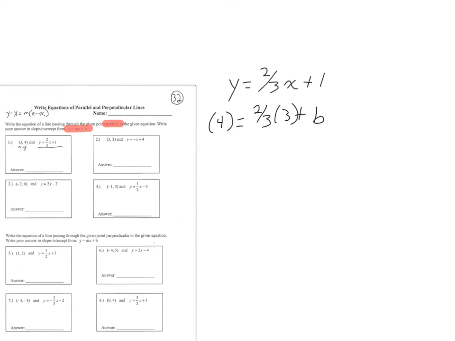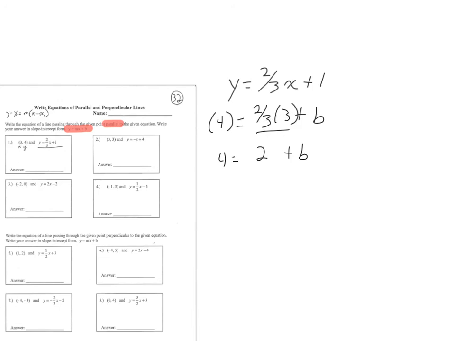So now we're going to solve for b, which is right here. We're going to get that by itself. So 2/3 times 3. If you are bad at fractions, use your calculator. When you multiply that out, you get 2. So all I did was multiply 2/3 times 3 and got 2.